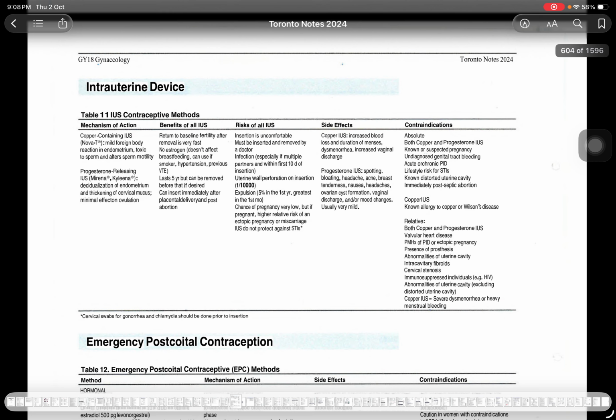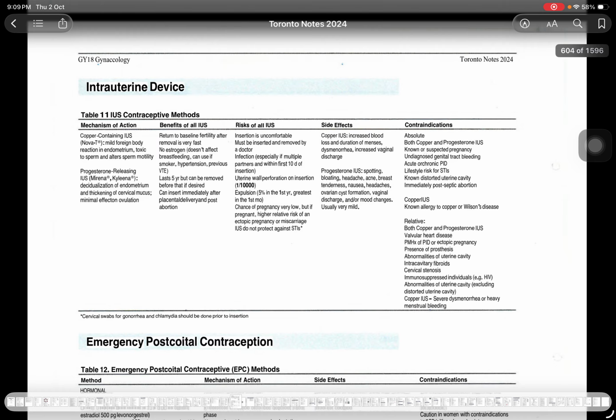The copper one causes a mild foreign body reaction in the endometrium and is toxic to sperm and alters sperm motility. The benefit of using the copper one is that it's non-hormonal. Return to baseline fertility after removal is very fast. No estrogen, does not affect breastfeeding, and can be used if the patient is a smoker or has hypertension or previous venous thromboembolism. So a bleeding condition, smoker, or any other high blood pressure related problem, they can use the copper IUD. Insertion is uncomfortable, and it must be inserted or removed by a doctor. Infection is another one, especially if multiple partners, within the first 10 days of insertion.